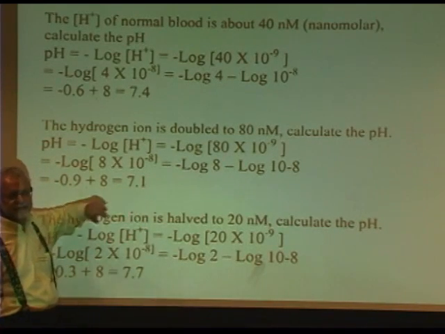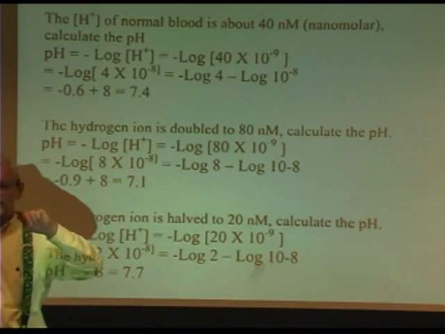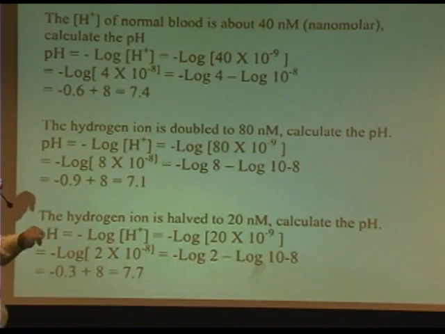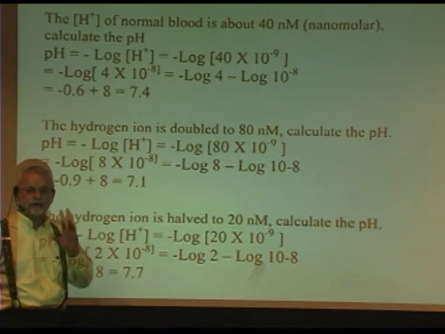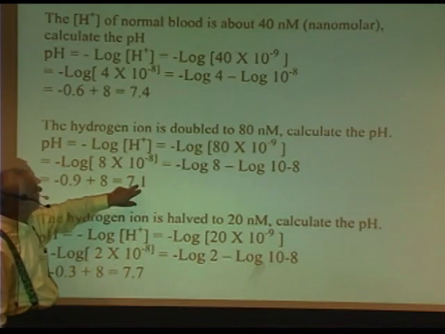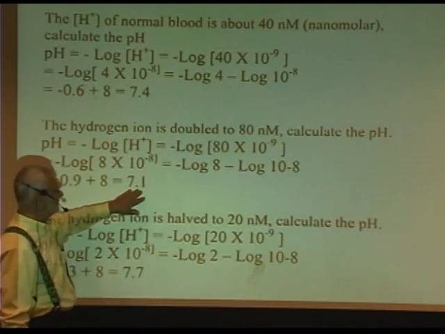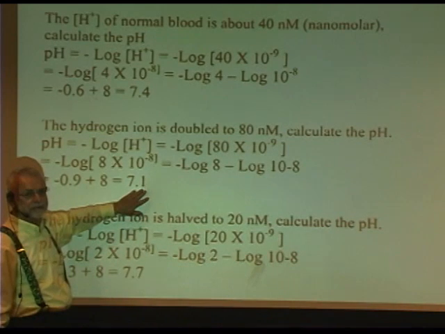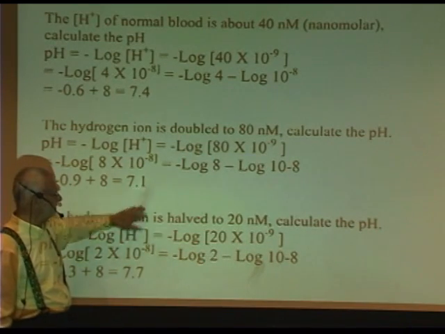We'll get back to this, but you should see something there. You should see that whenever you double a number, when you multiply by 2 or divide by 2 in logarithms, you'll always change the value by 0.3. This has gone from 7.4 to 7.1. That's because we doubled the hydrogen ions. Doubling changes the value by 0.3.